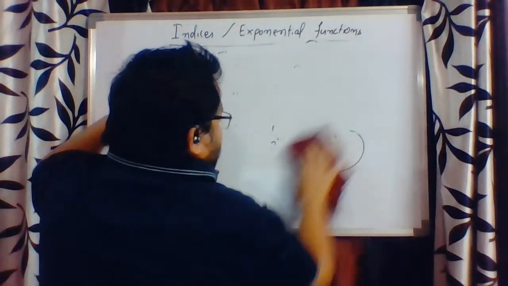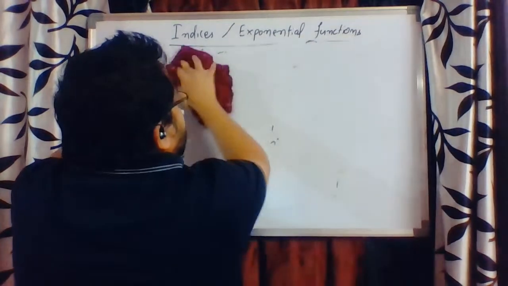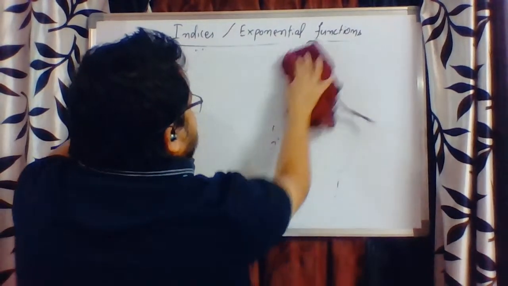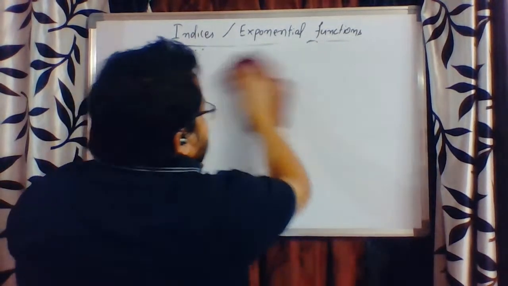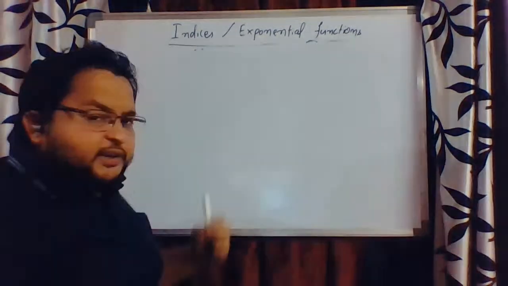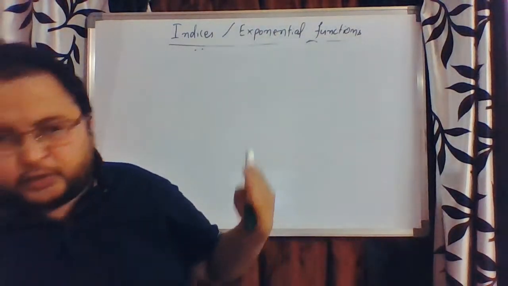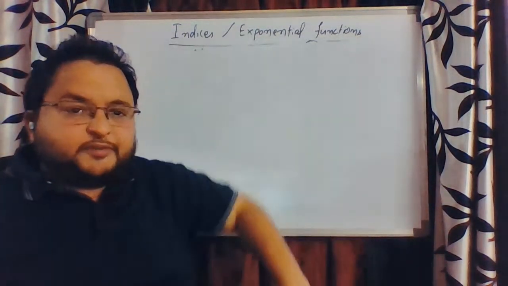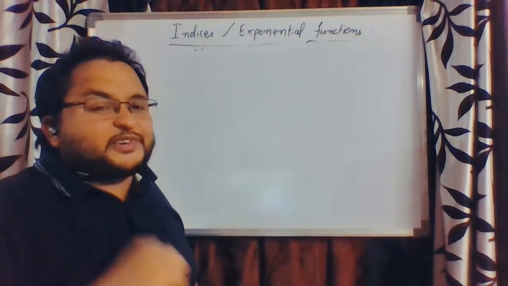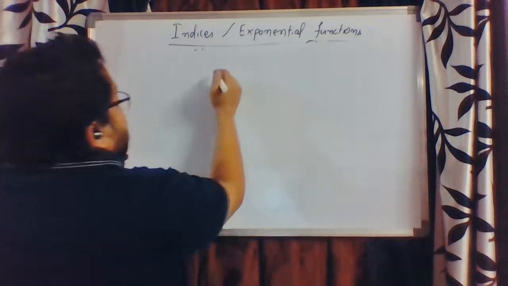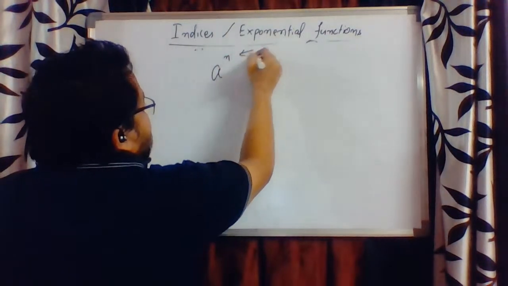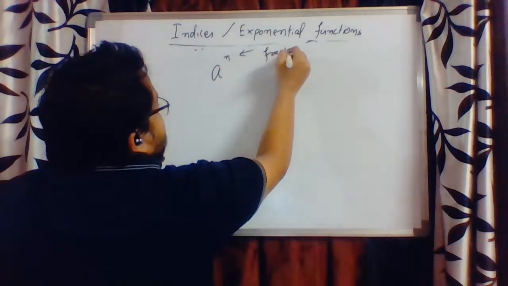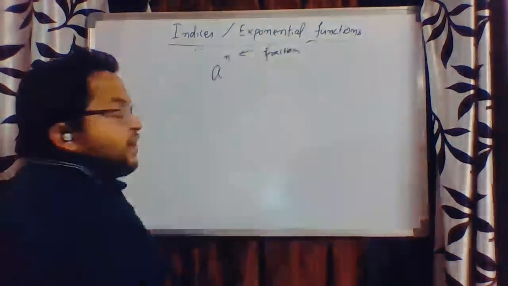Now, we started with the best case scenario, a to the power n, where n was a positive integer greater than 1. Then we equated it to 1. Then we took it to 0. Then we took it to negative. So what is left? We have still not touched, when I'm saying a to the power n, can this be a fraction? Is it defined or not?